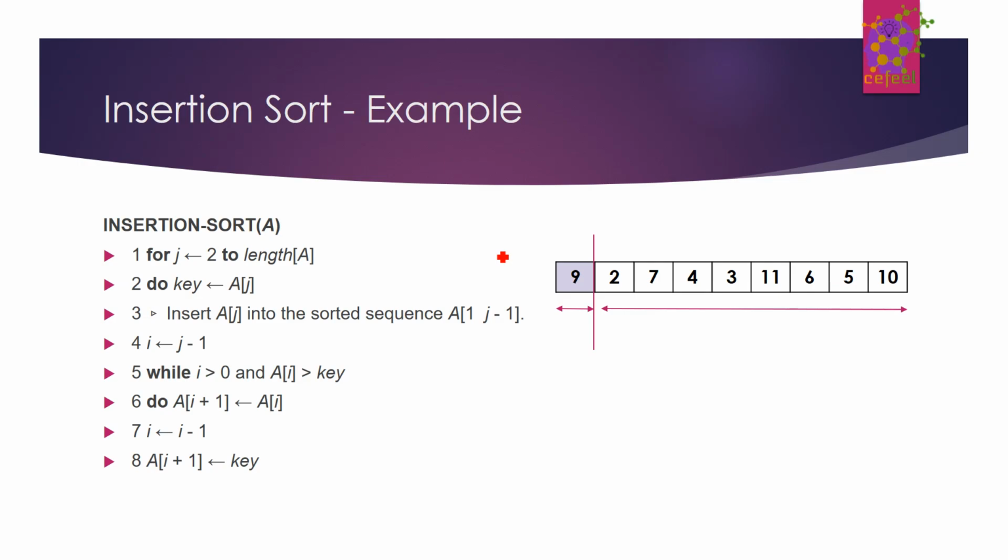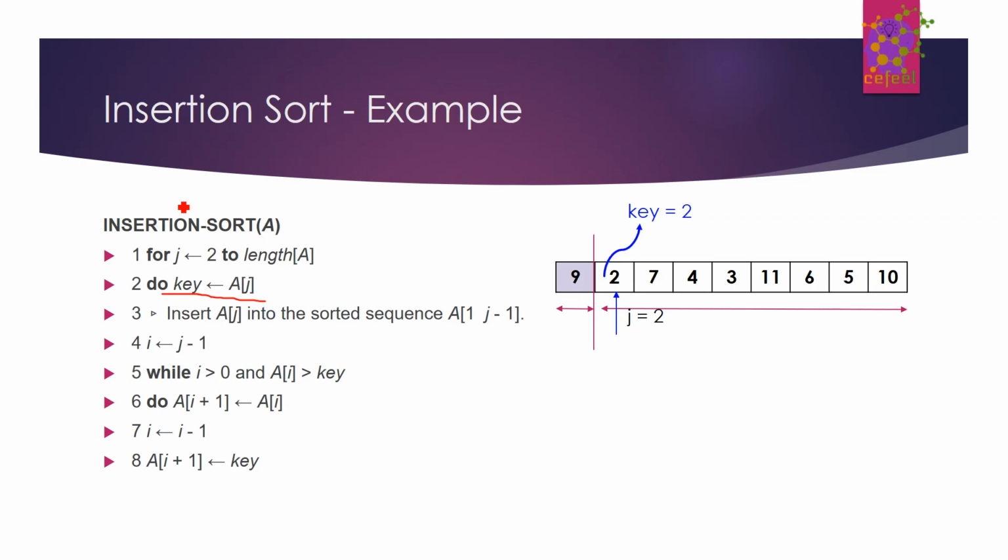Our algorithm says assign j equals 2, which means it points to the second element of the array. Then step 2 is key equals A[j], which means the value at the jth location, which is 2, is now stored in key. So we take element 2 and store it in the variable key. Now step 3 says insert A[j] into the appropriate sequence A[1..j-1].